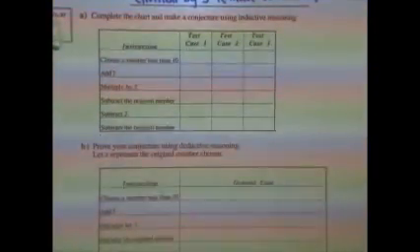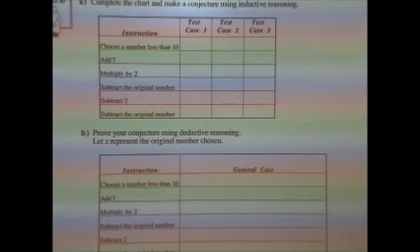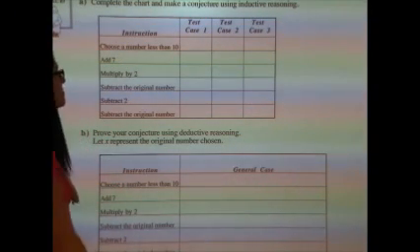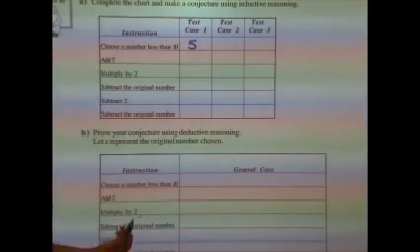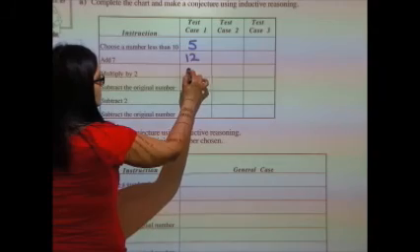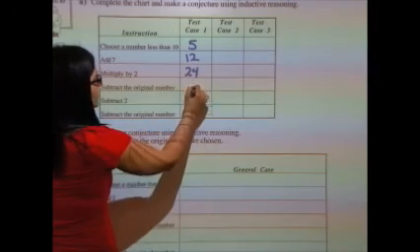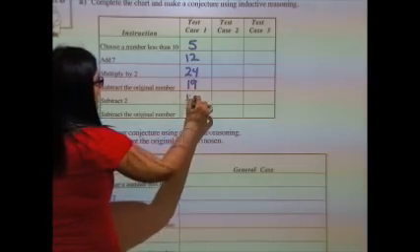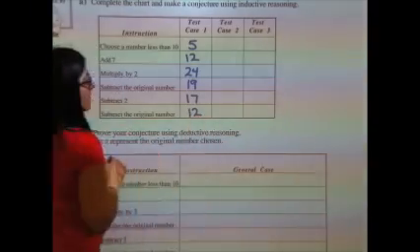So let's look at class example B. Complete the chart and make a conjecture using inductive reasoning. I'm going to do the first test case. Choose a number less than 10. I'm going to pick 5. Then I'm going to follow the steps. Add 7, that gives me 12. Multiply by 2, that gives me 24. Subtract the original number, so 24 minus 5 is 19. Now I subtract 2, and I get 17. And then I subtract the original number, and I get 12.